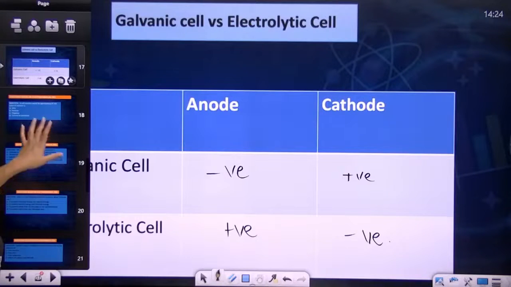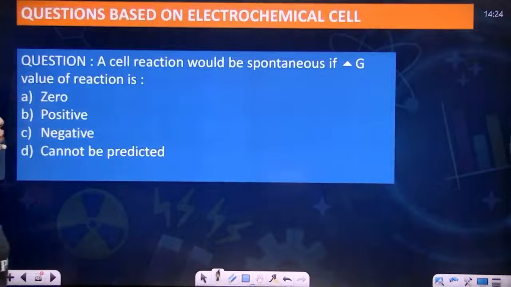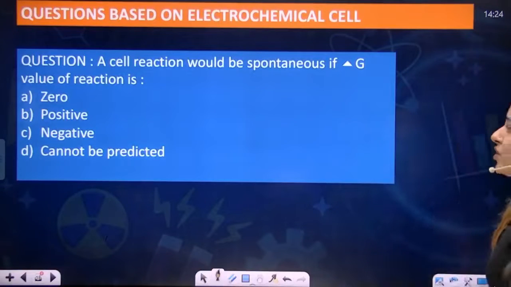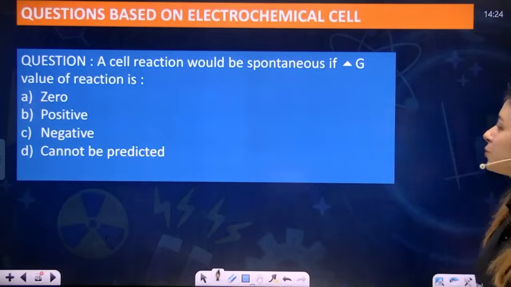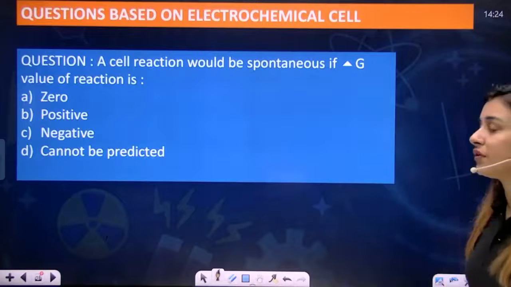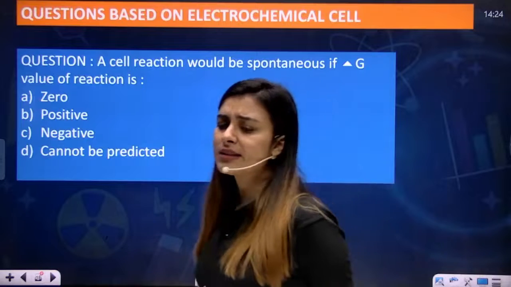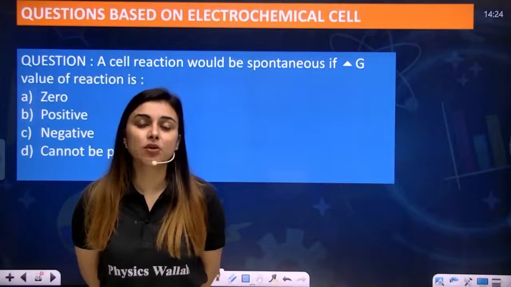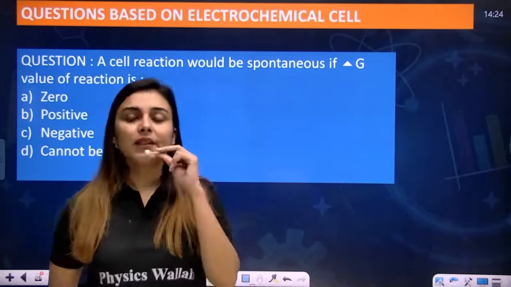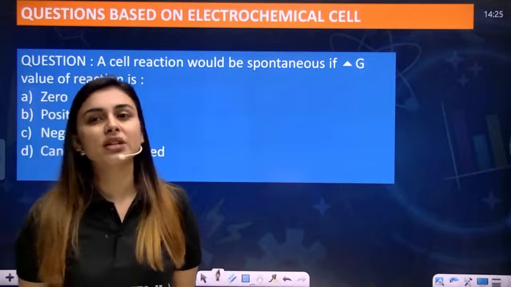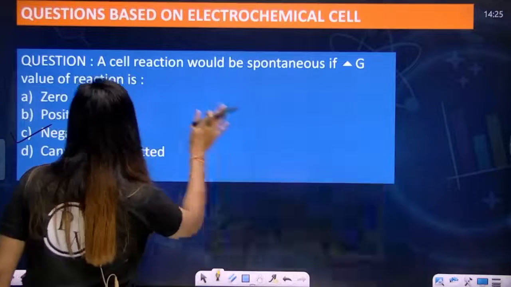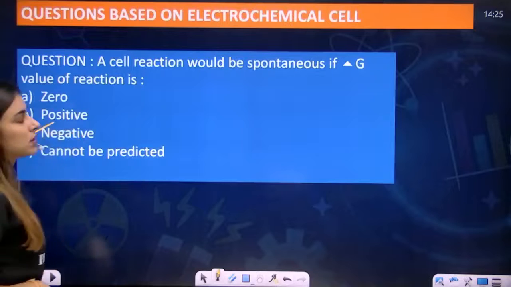Now, let's practice some questions. Here is a question for you. You have to try this question yourself. What does the question say? The question says that a cell reaction would be spontaneous if delta G value of the reaction is. When is a cell reaction spontaneous? When the chemical energy or the Gibbs free energy is negative, right? Yes, so the negative option C will be your correct answer. Negative, right?